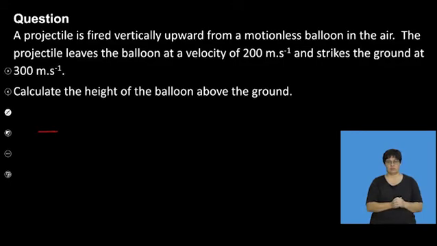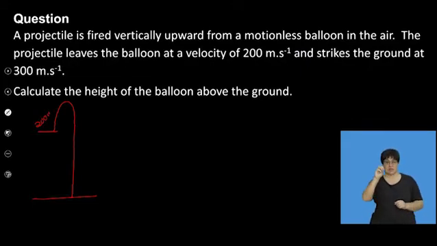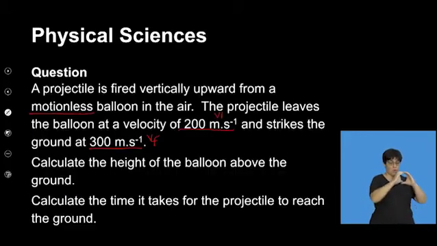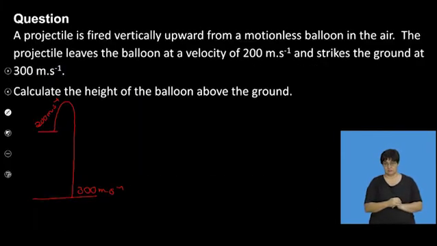We fire the projectile up. There we go. So the projectile is going to go up, and then it's going to come down, and it's going to hit the ground. They tell us that we fire it up at 200 meters per second, and it hits the ground at 300. And that's all they tell me. First thing they want is the height above the balloon. Was that the first one? Yeah, there we go. They want this height.